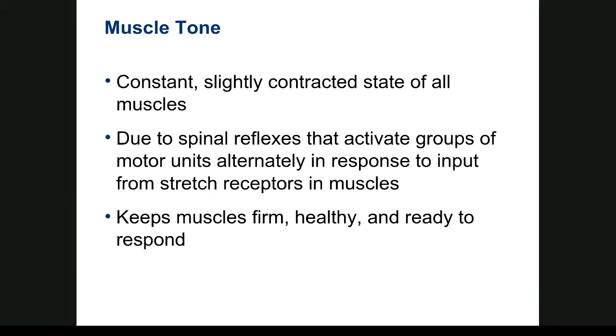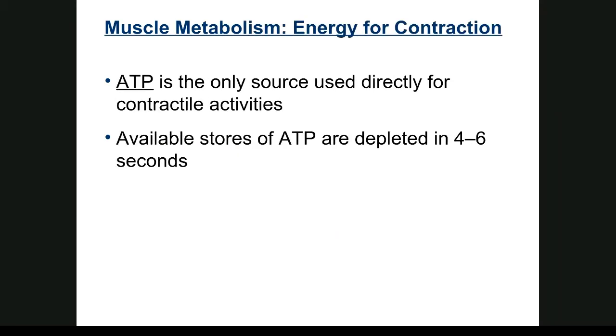Muscle tone is a state of slight contraction of all the muscles. It comes from spinal reflexes, and helps keep muscles healthy, firm, and ready to respond. The more you exercise those muscles, the better that muscle tone is. ATP, adenosine triphosphate, is the only source of energy you can use for muscle contraction. Now, in exercise, ATP is depleted in 6 seconds.